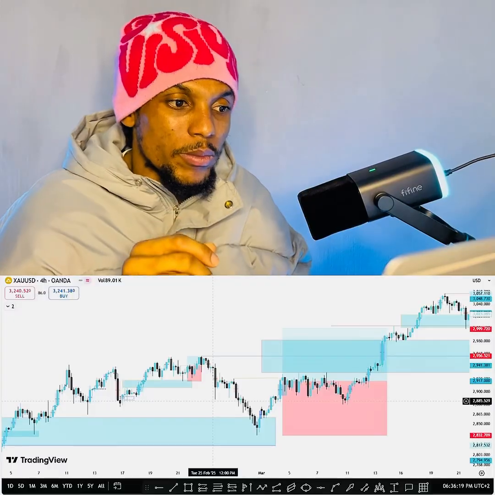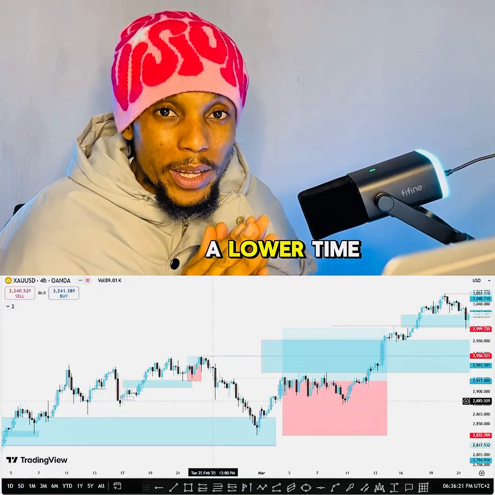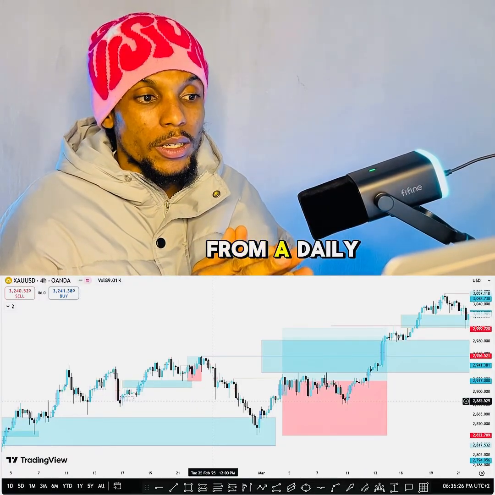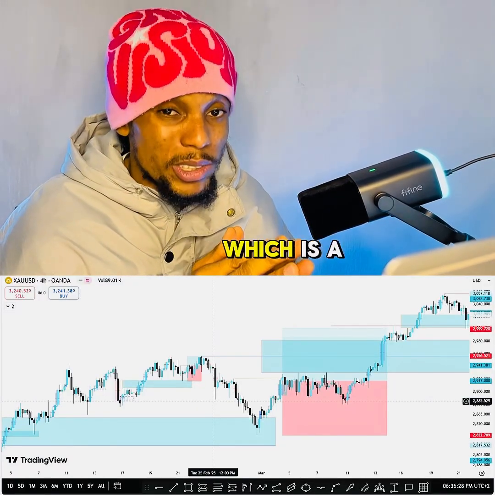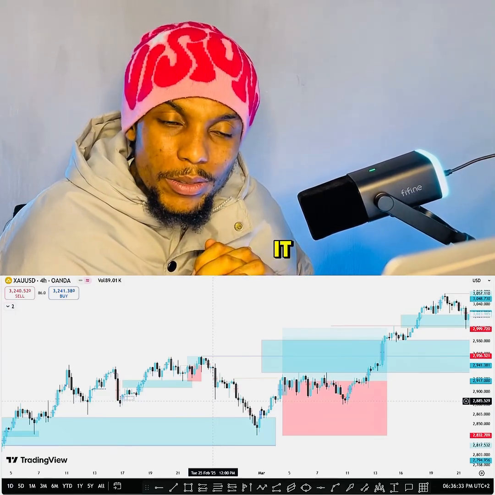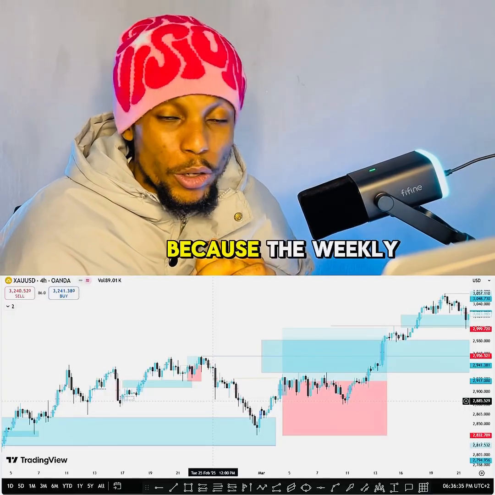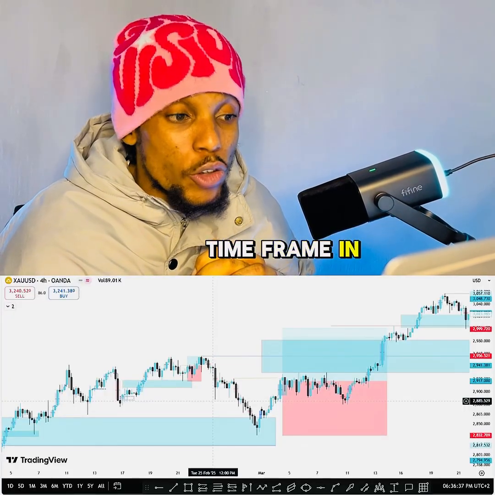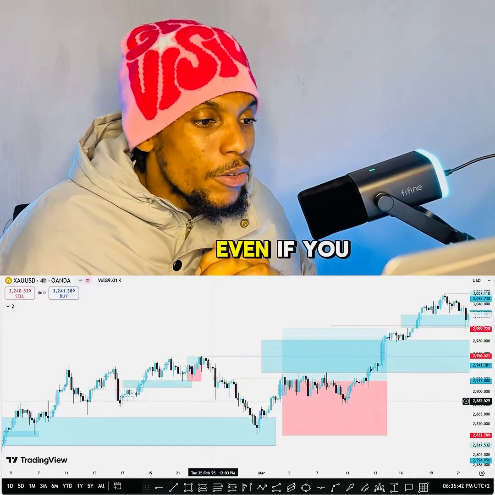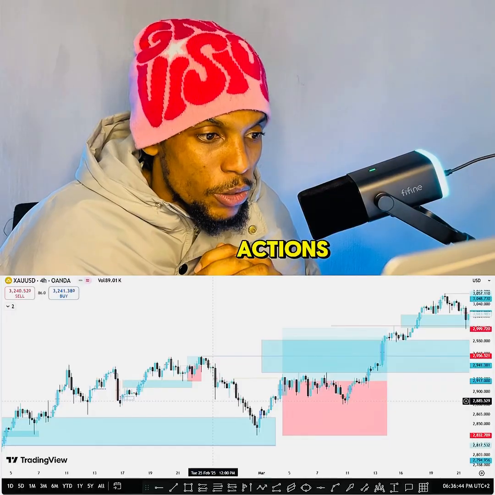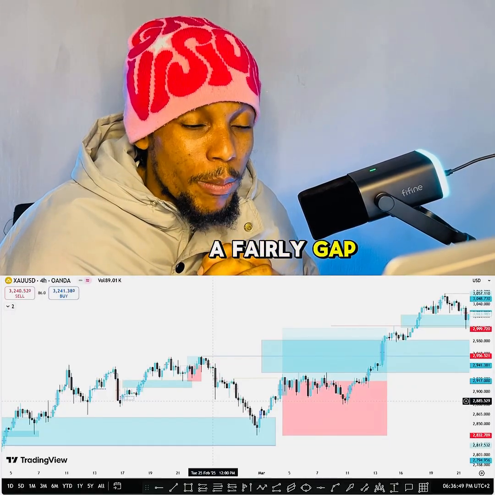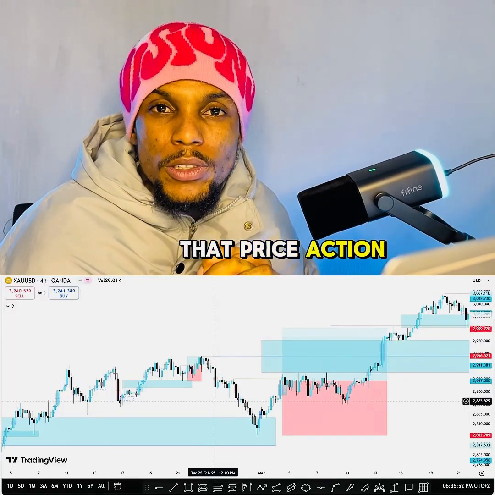In a nutshell, when you see a lower time frame fair value gap, or when you're trying to enter a market from a daily time frame context, which is a higher time frame, check if you have a weekly time frame fair value gap below it. Because the weekly time frame, in so many cases, is a stronger magnet that would take you out. Even if you start seeing price action from the daily time frame and you have a weekly time frame fair value gap below it, ignore that price action.